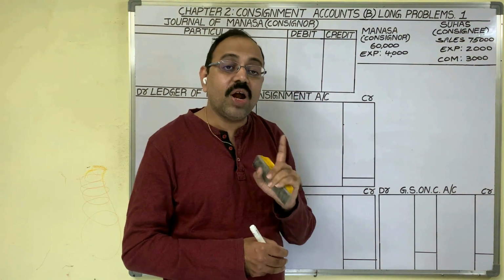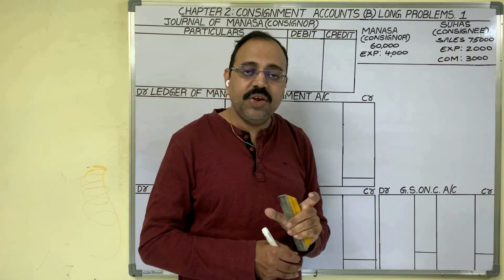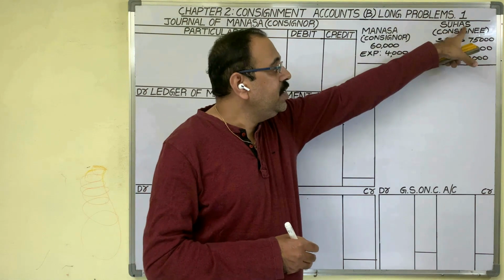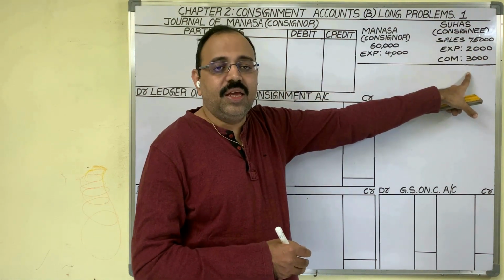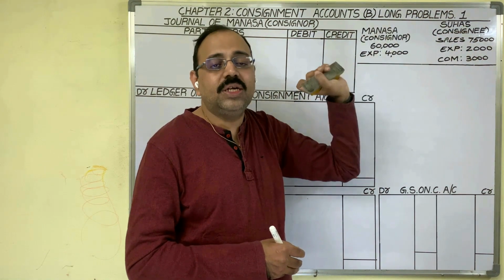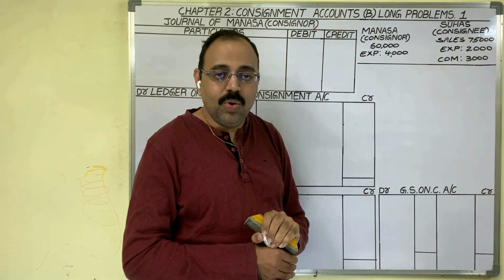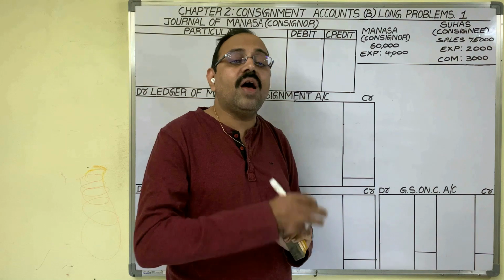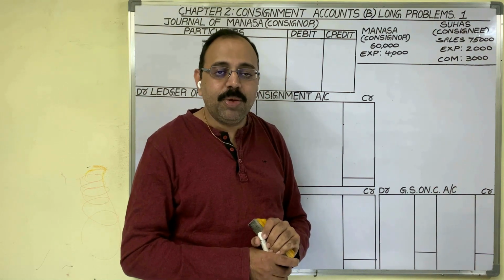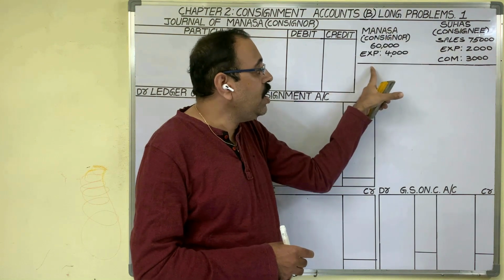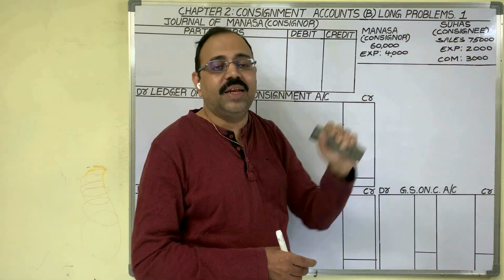For this question, what is being asked? Journal entries in the books of the consignor and in the books of the consignee. To prepare the journal, we need the help of the ledger. So, even though the ledger is not asked in the question, we prepare the ledger also in the books of the consignor and in the books of the consignee.